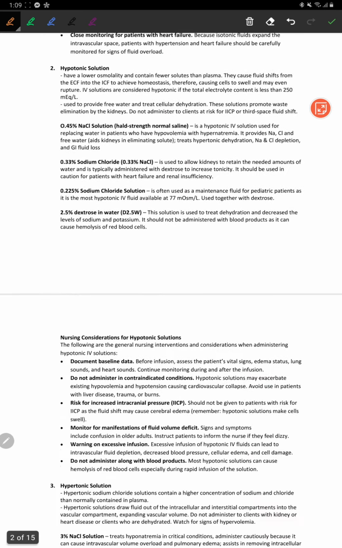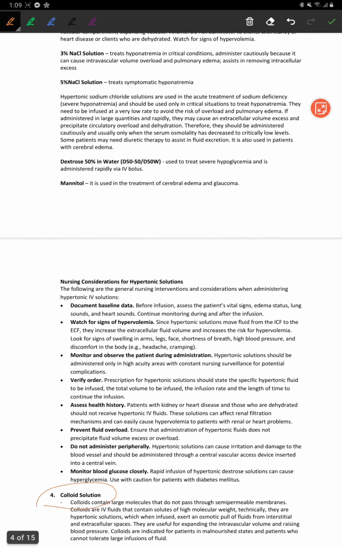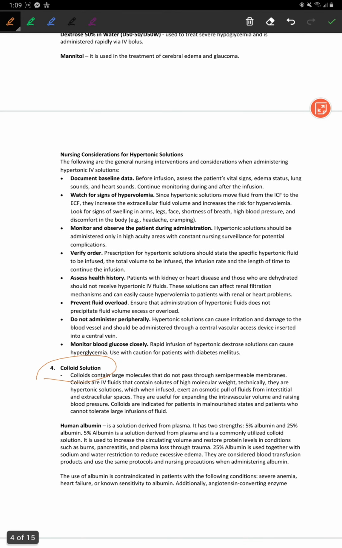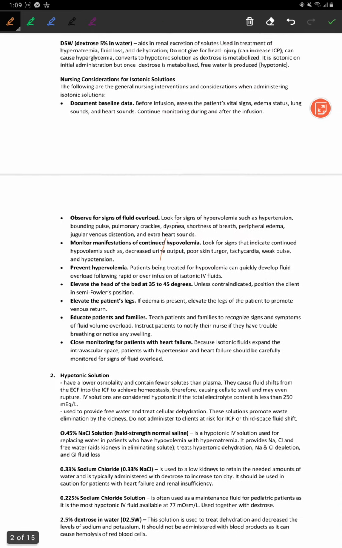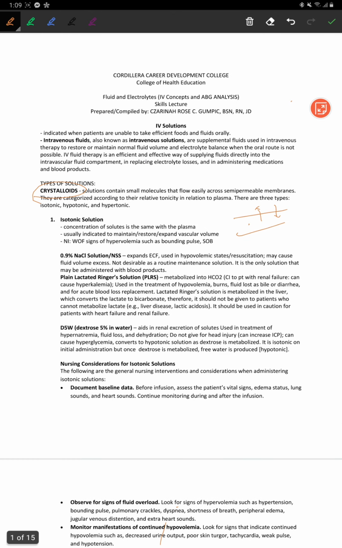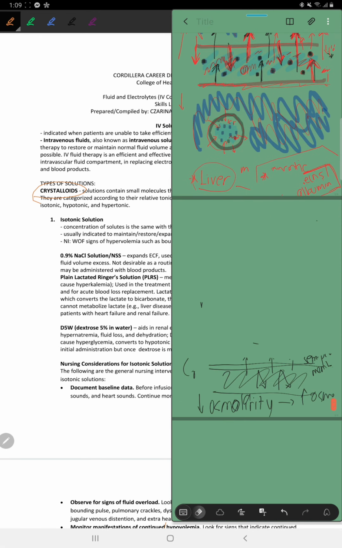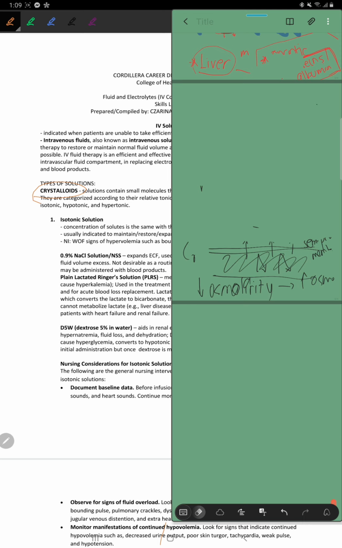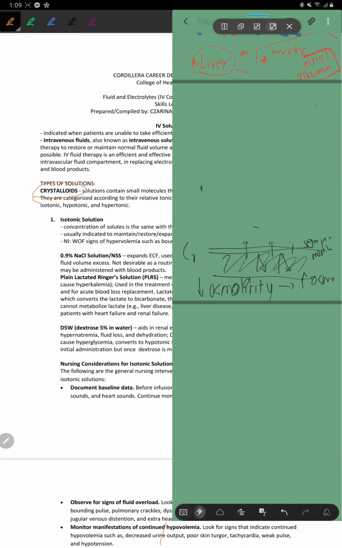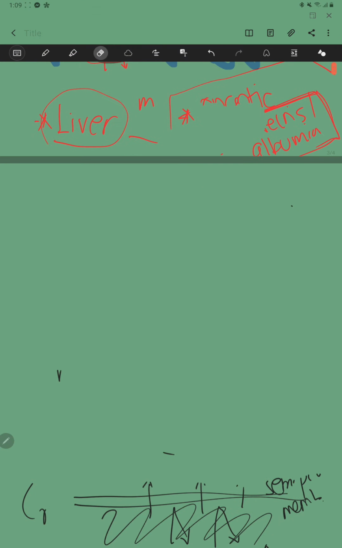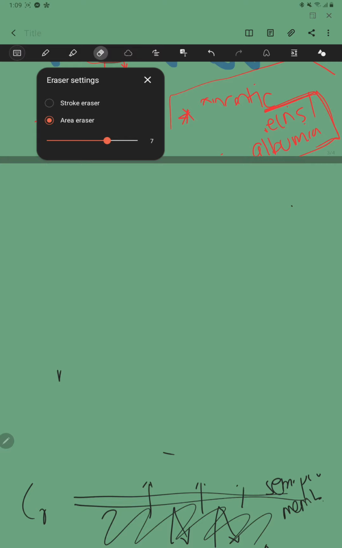Colloids, on the other hand, would contain larger particles. That is why they cannot pass through the semi-permeable membrane. So what happens? They stay within the intravascular space or within the blood vessels. Your crystalloids are composed of three types or subtypes: isotonic, hypotonic, and your hypertonic. We will now try to differentiate them. So your isotonic, hypotonic, and your hypertonic solutions are now based on the amount of solutes it would have in its solution.